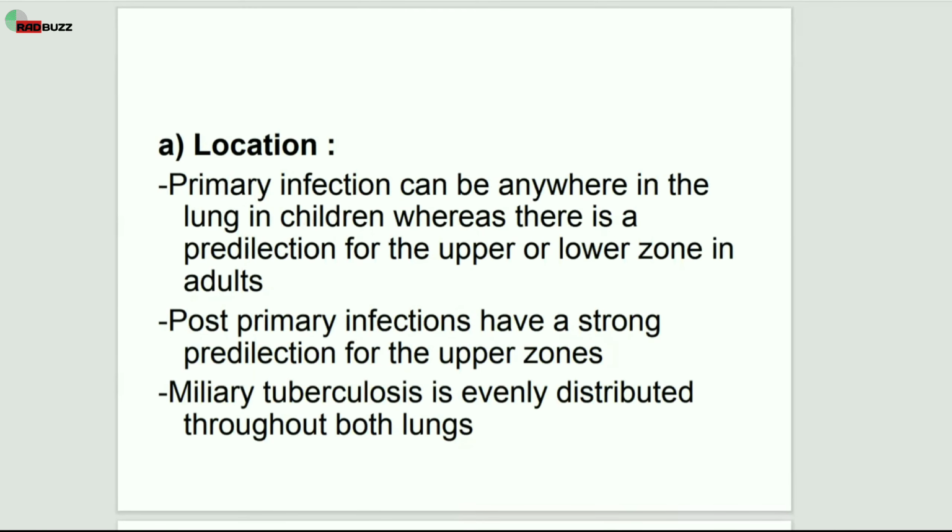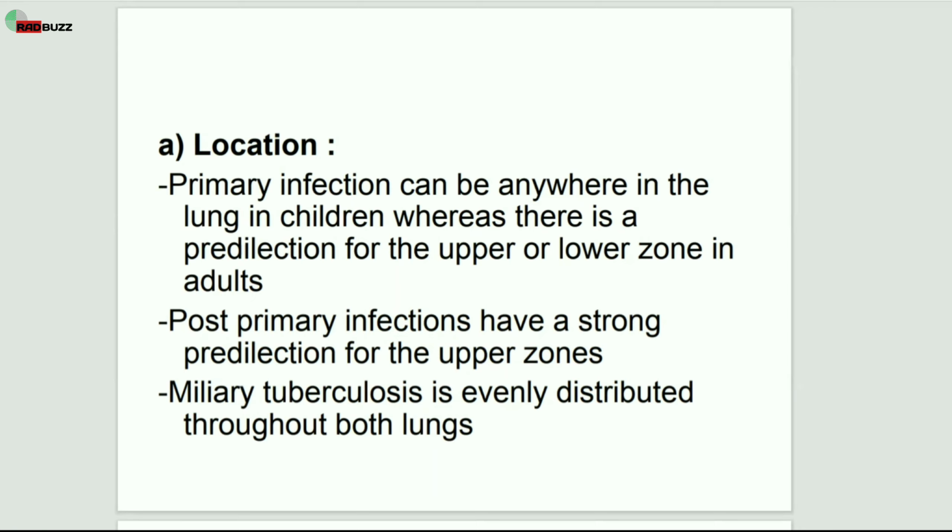Going by location, it can be anywhere in the lung in children, whereas it has a predilection for the upper or lower zone in adults. So depending upon the features in the upper or lower zones, we have to differentiate whether it's tuberculosis or not. In children, it can appear anywhere. Post-primary infections have a strong predilection for the upper zone.